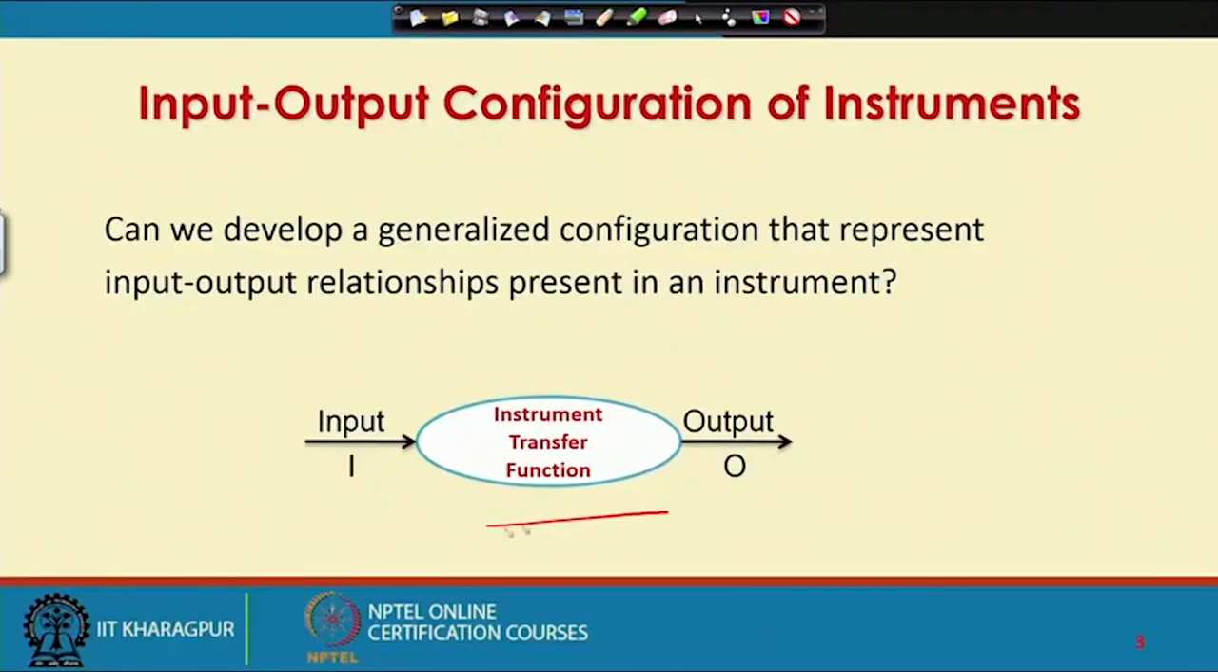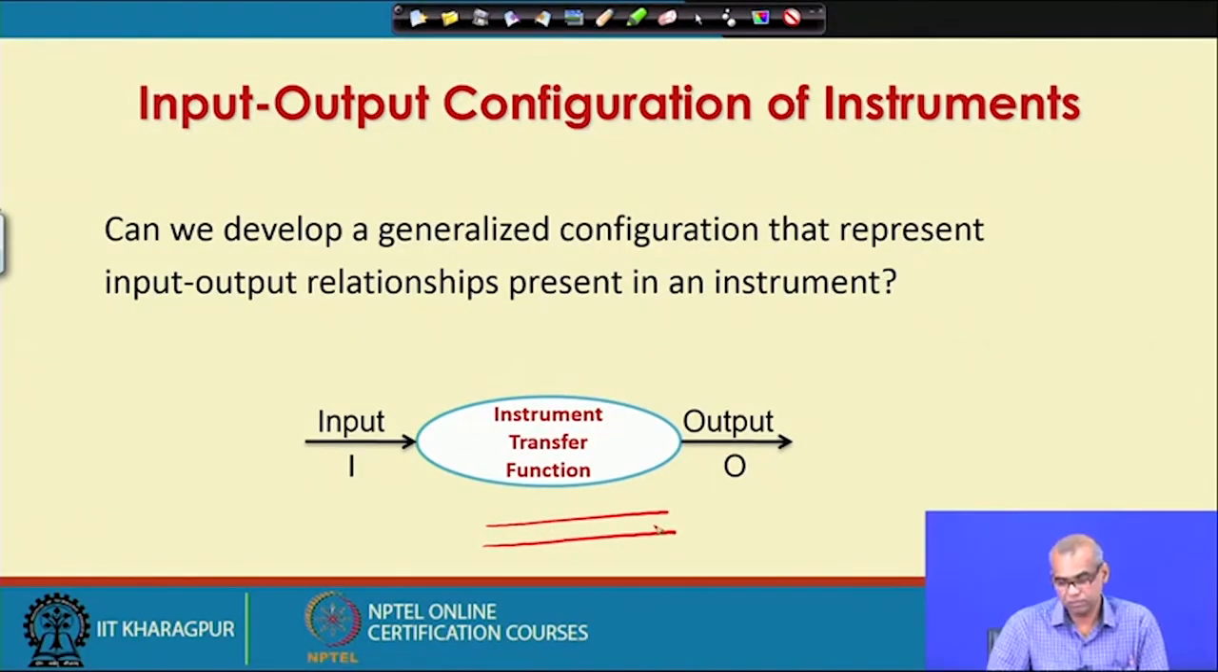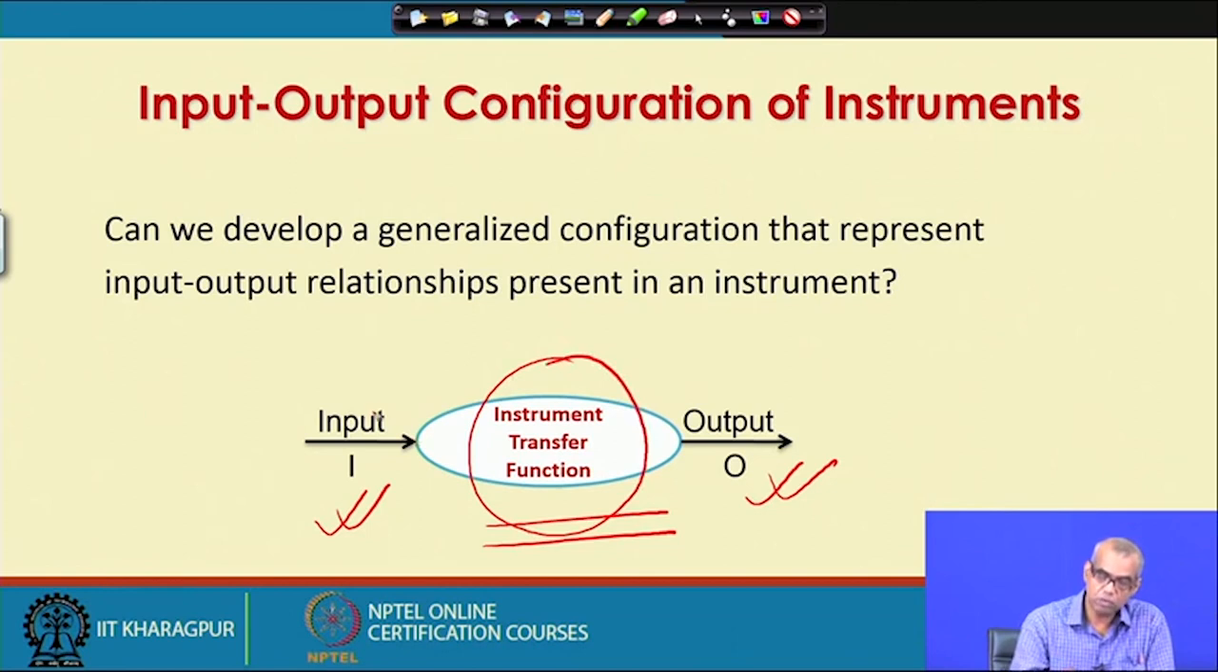So, in principle, all this input and output relationship of an instrument can be described in terms of some functions known as transfer functions. So, this is that instrument transfer function. The instrument transfer function is available for a known input. I can find out the output. The transfer function will work on this input and give you the output as a result. You will learn more about transfer functions when you study process control in some other course.